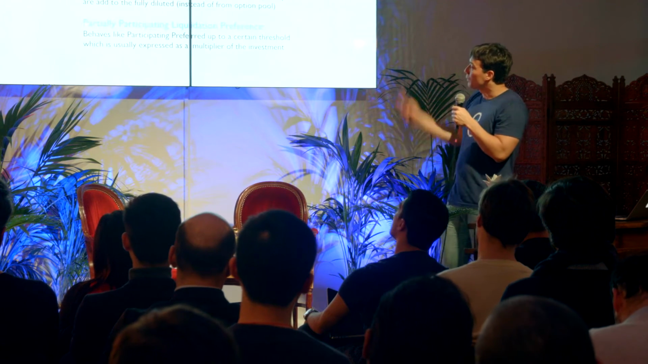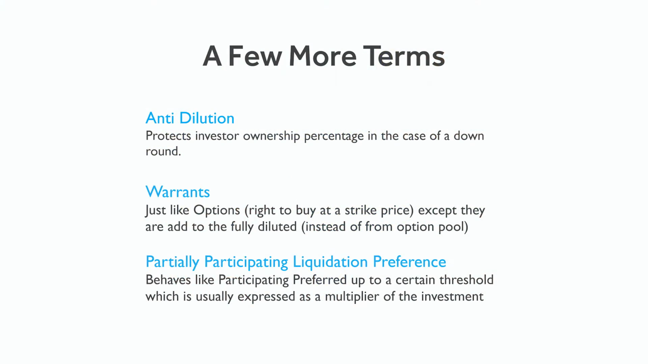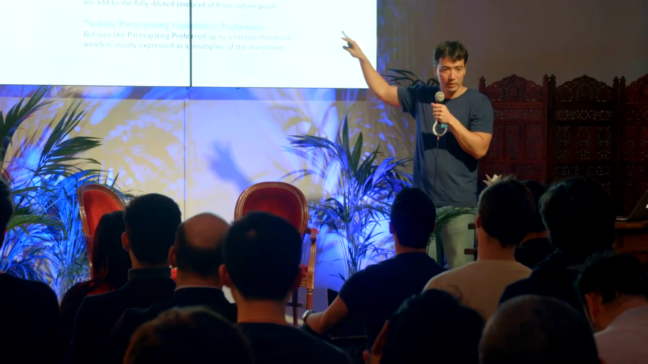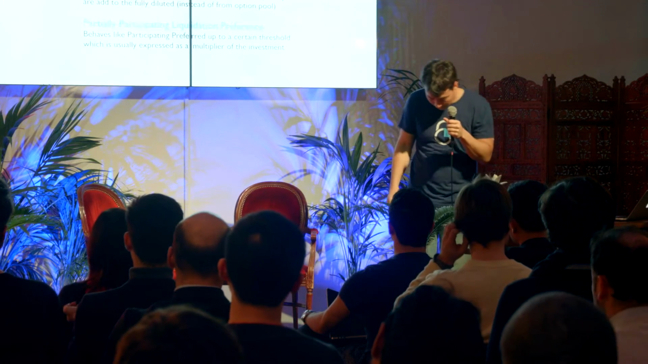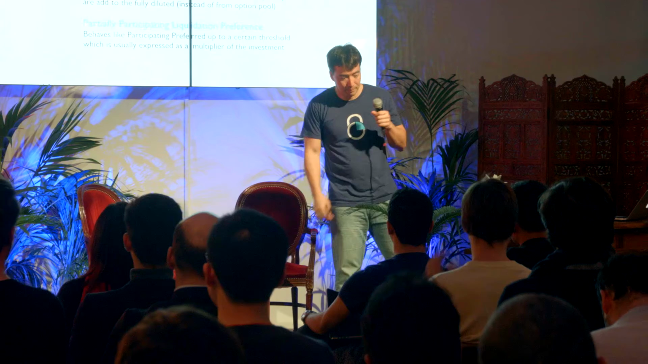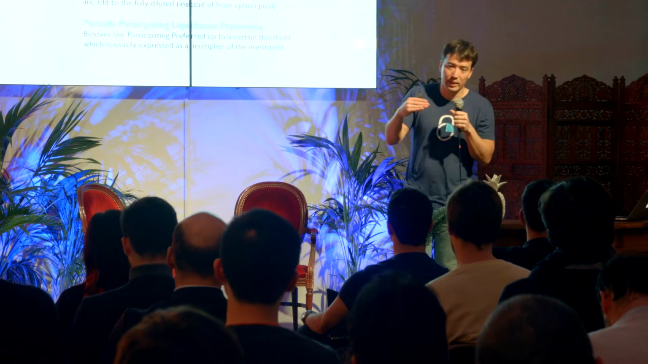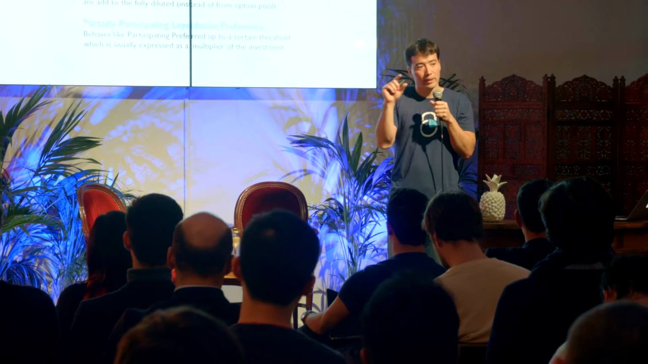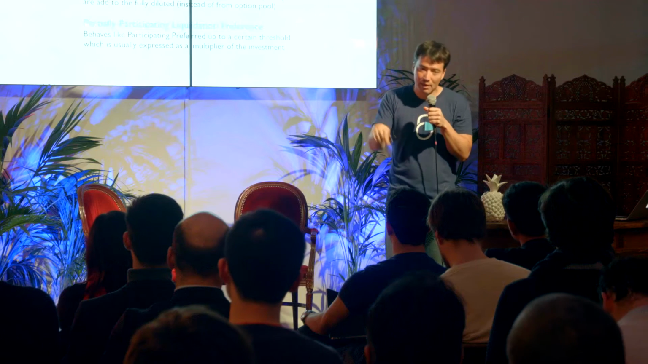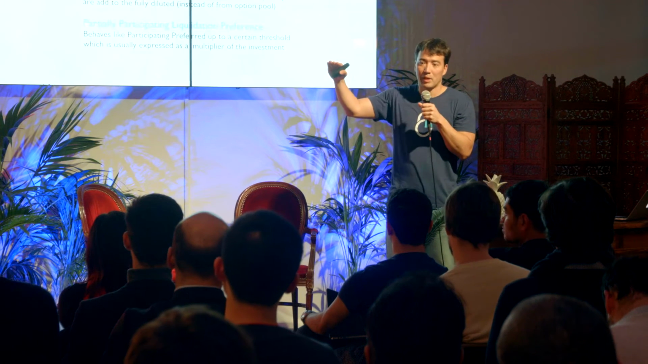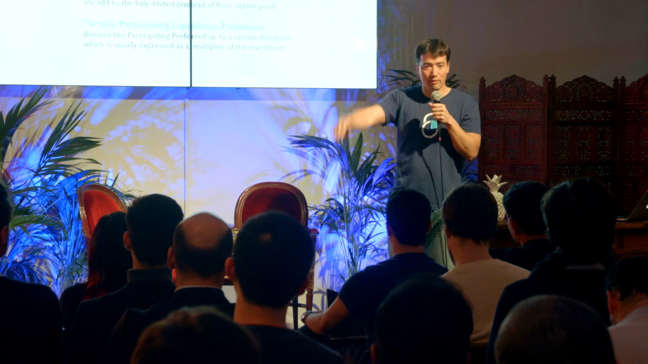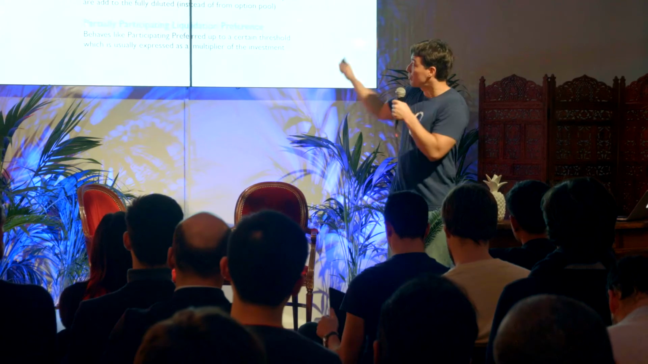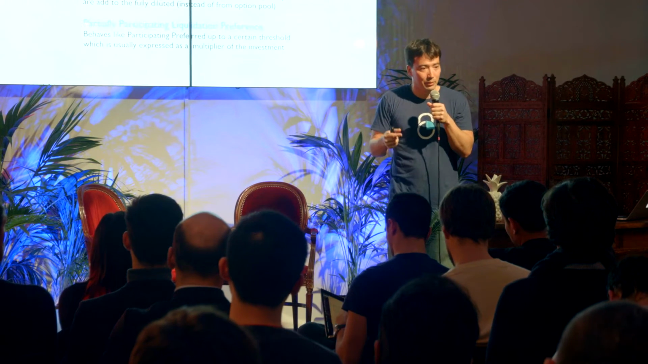A few more terms. I won't go into these in detail, but just in case you run into them, these are relatively common terms. So anti-dilution, it's very common at the Series A level when you start getting into larger institutional rounds. And what that really means is if the company does a down round, so down round means I raise money at a lower valuation than I raised previously. It's a down round because my value is lower. This protects the investor from being diluted.